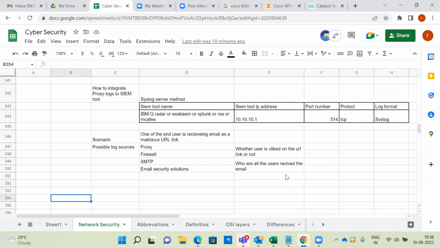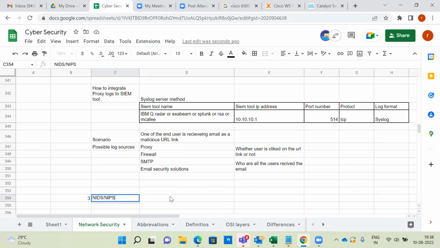Next one we have network IDs and network IPS. Network IDs and network IPS, we already discussed under endpoint security, along with host IDS and host IPS. There itself I explained what is meant by IDS and IPS. IDS is an intrusion detection system. IPS is an intrusion prevention system.